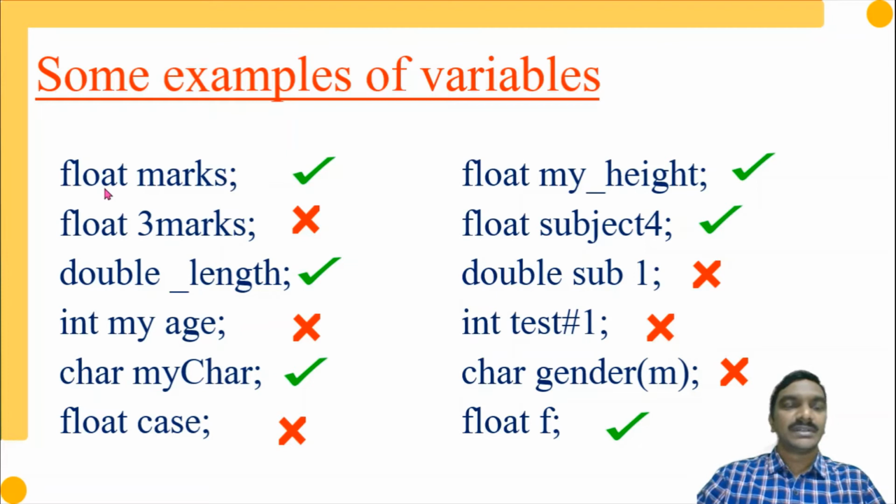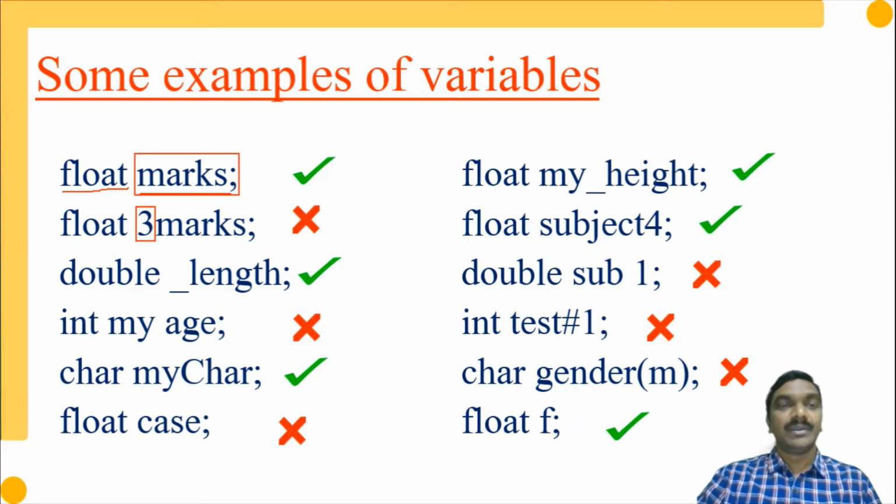Then float marks. What is this? What is float? Here float is the data type, and this marks is the variable name, right? Here it is the variable name. Here it is just the data type. Is it a valid one? Yes, it is a valid one. Next, second one, float 3marks. Is it a valid variable name? No, it's not a valid variable name. Why? Because we should not start this variable name with a number, right? So that's why it is wrong.